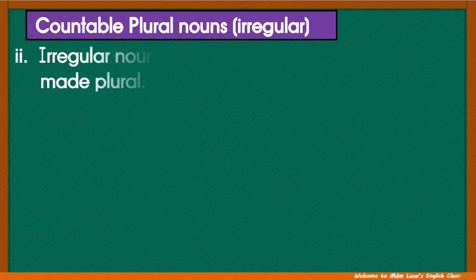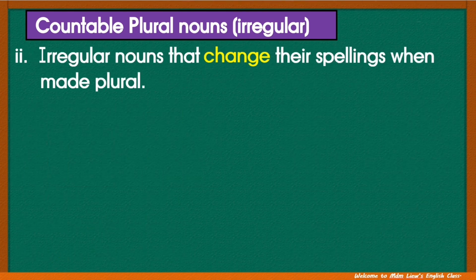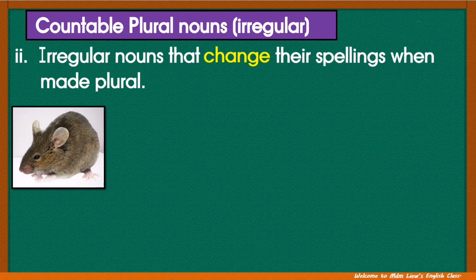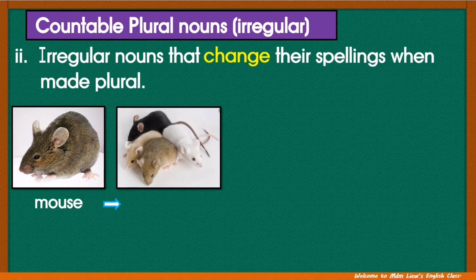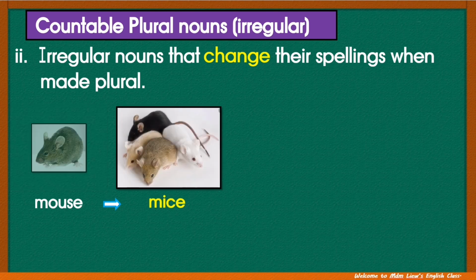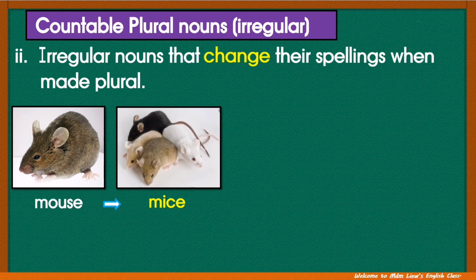Second pattern, irregular nouns that change their spellings when made plural. Examples. Number 1. Mouse. The plural of mouse is mice. To write the sentence in singular form, begin your sentence with there's, followed by the quantity for singular, one or a, then the singular noun mouse. There's one or a mouse.